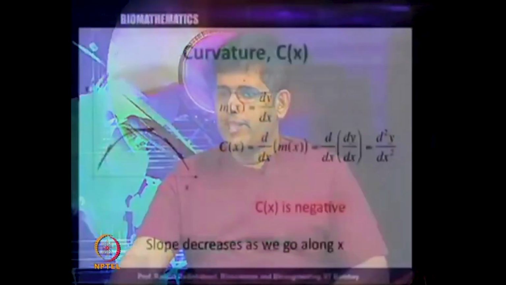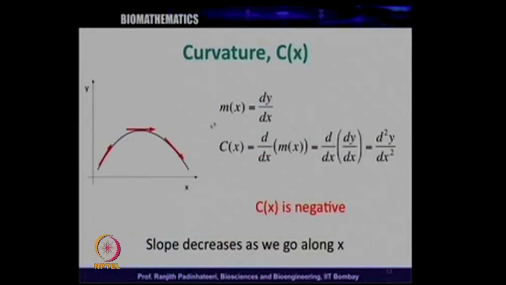So, let us look at this next slide. We have dy by dx, which is the slope. The dy by dx is changing from a positive value to a negative value as we go along the x axis. As you can see, the slope itself is changing.